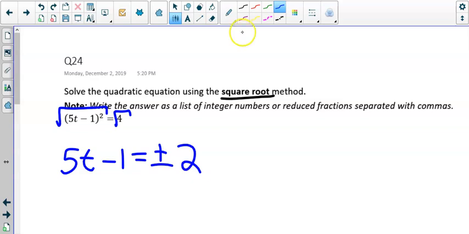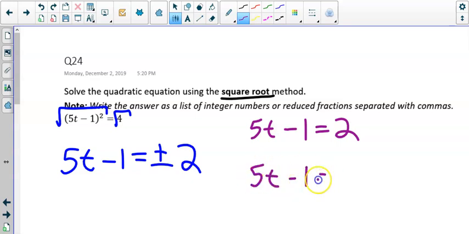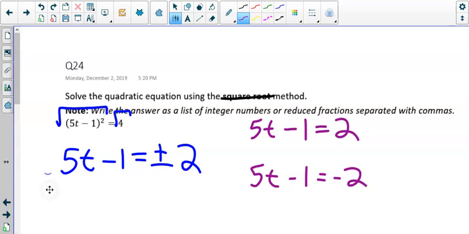All right. So remember in class, I said this plus or minus kind of makes this problem like 2 separate equations. You have one equation that is 5t minus 1 equal to a positive 2. And then you have another equation that is 5t minus 1 equal to a negative 2. So if you want to separate it out into its 2 equations and solve, by all means, do it. I usually just run it all together, and I solve it as one equation. And then in the end, I worry about the 2 answers.